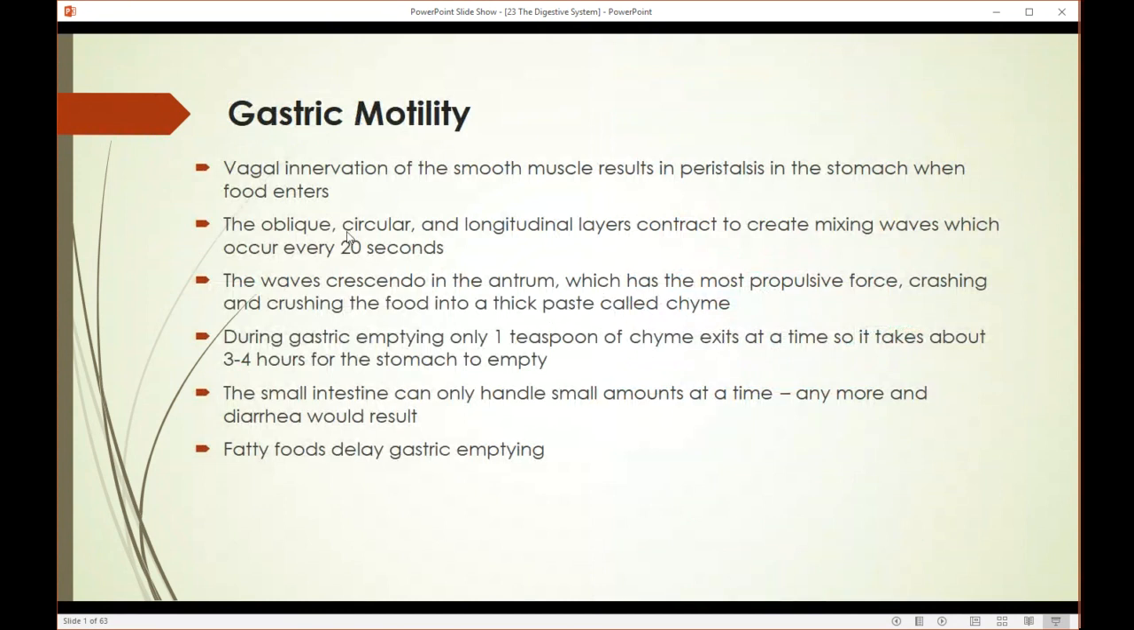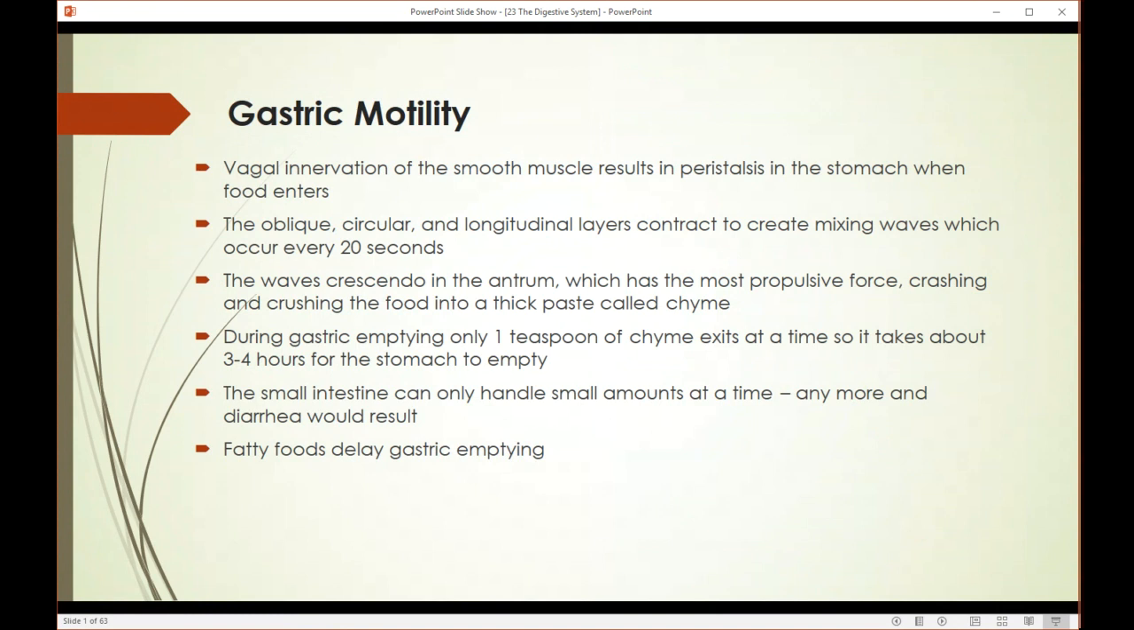So gastric motility, remember we have that peristalsis, okay? We have our oblique, circular, and longitudinal layers. They're going to create the mixing waves, and they occur about every 20 seconds. We have these waves that are going to crescendo within the antrum, and that has the most propulsive force, so it crashes and crushes the food into that chyme.